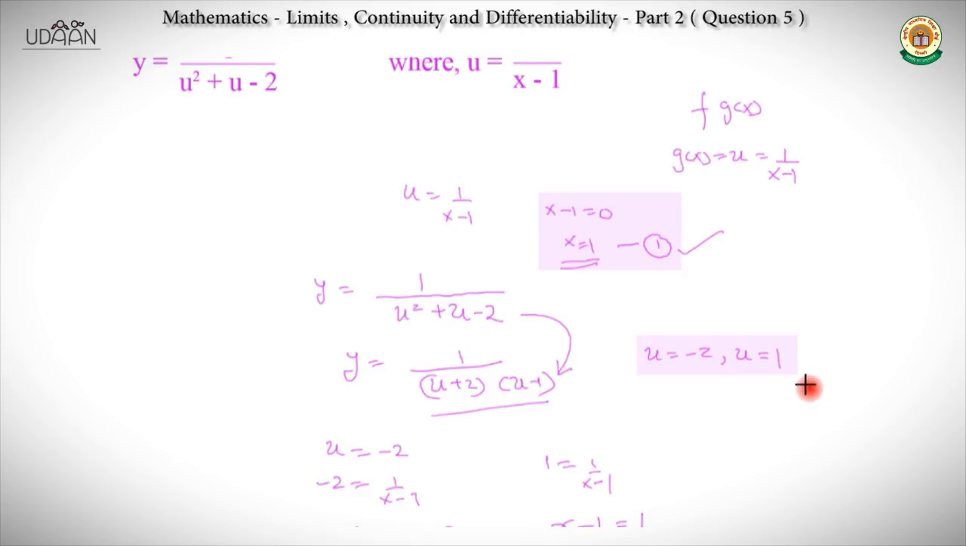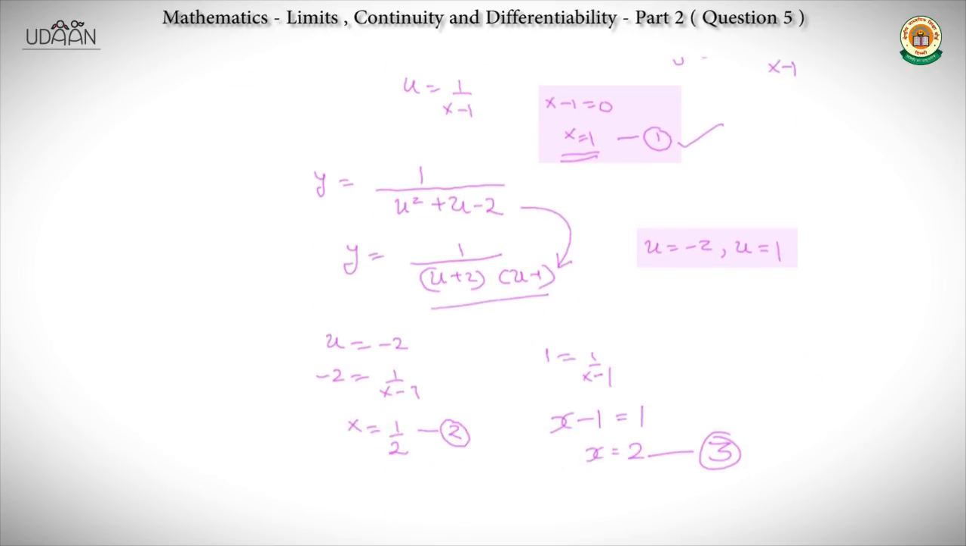So at these points, f of g of x will be discontinuous. Exactly. Okay, so finding out the corresponding values of x for these values of u, we get x equals 1 by 2 for u equals minus 2, and x equals 2 for u equals 1. Right. So basically, as soon as you find that the points of discontinuity lie when u is equal to minus 2 and u is equal to 1, we calculate the corresponding x's of those particular values of u.